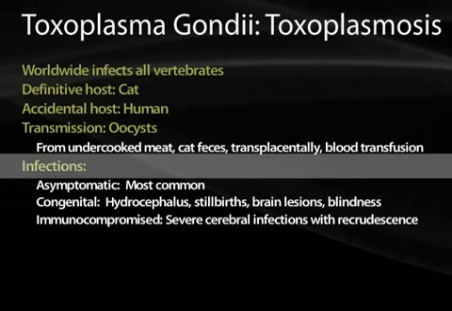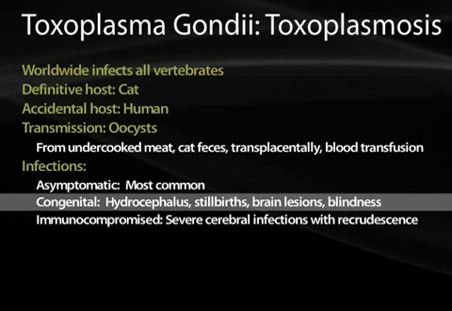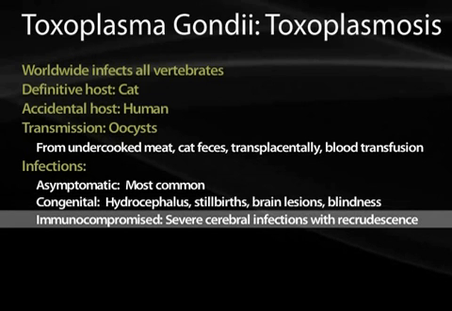We can get infections which are often asymptomatic. Most people have antibodies to toxoplasma without even knowing they were ever ill. If you get it congenitally, you're going to get hydrocephalus, increased incidence of stillbirth, brain lesions, and blindness. If you're immunocompromised, you're going to have severe cerebral infections with recrudescence. Toxoplasma is a classic disease you're going to get in an AIDS patient, and they're going to have a ring-enhancing lesion on CT scan.